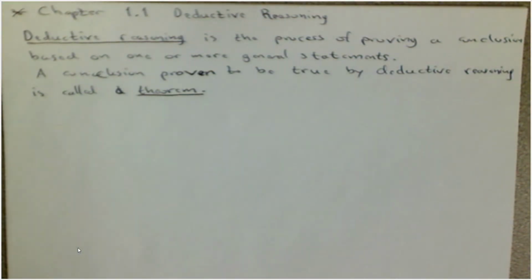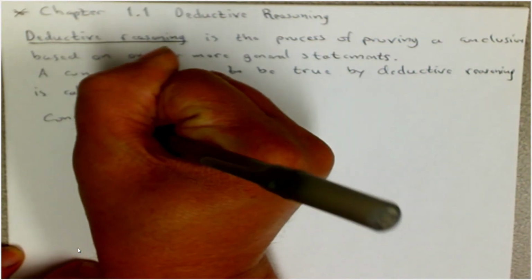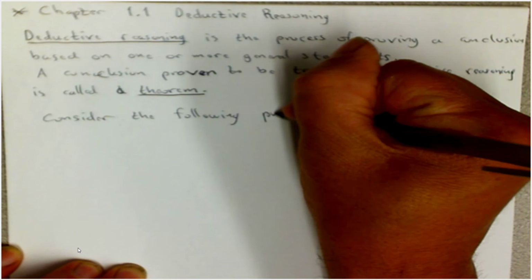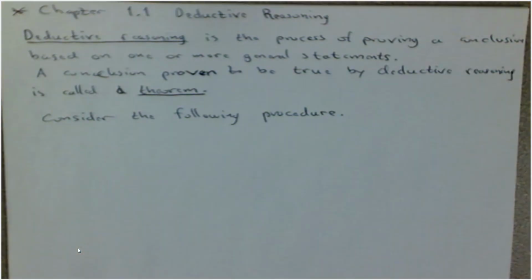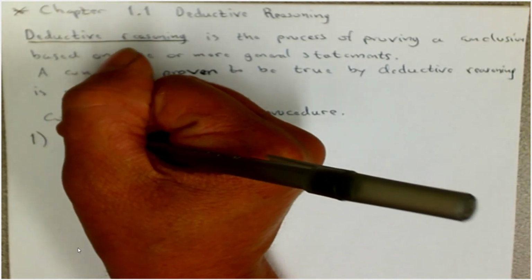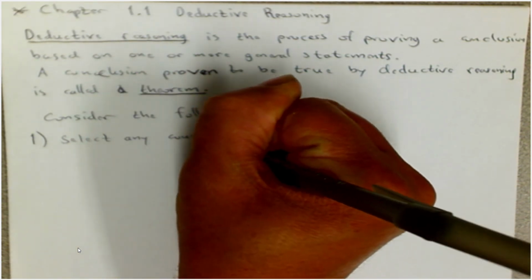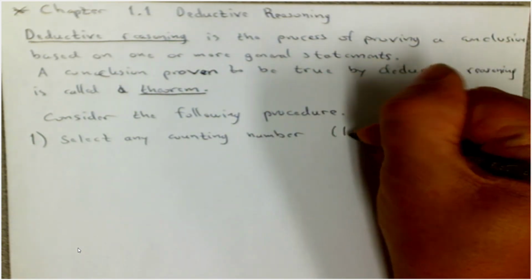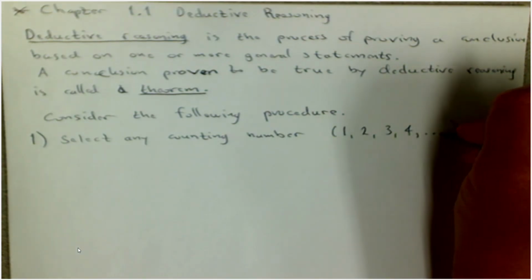But I want to discuss what they give in example 5. Consider the following procedure. Here's an interesting example of an everyday thing where we can make some hypothesis and prove it to be true, and in fact prove a theorem. All right, so what do you do? One, select a number, any number. Select any counting number: 1, 2, 3, 4, and so on. Just positive integers.